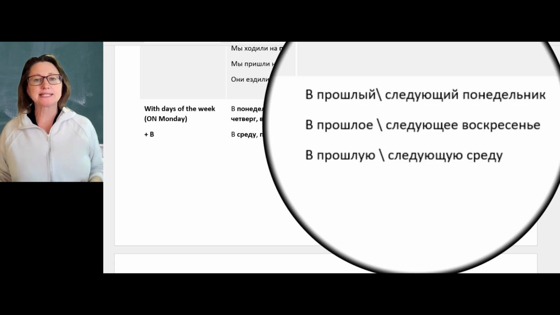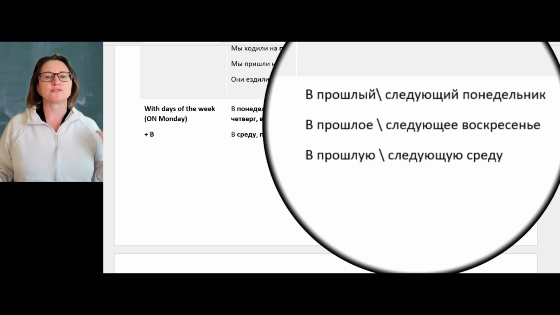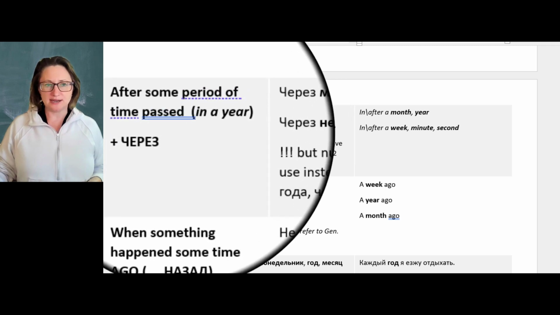Okay, now the next. В следующий понедельник. В следующее воскресенье. В следующую среду. And of course you can apply it to other words like в следующий вторник or в следующую пятницу. Okay, so let's continue with the topic of time.